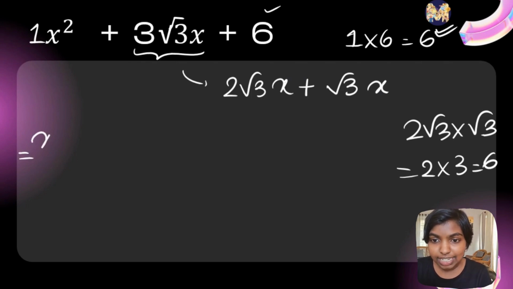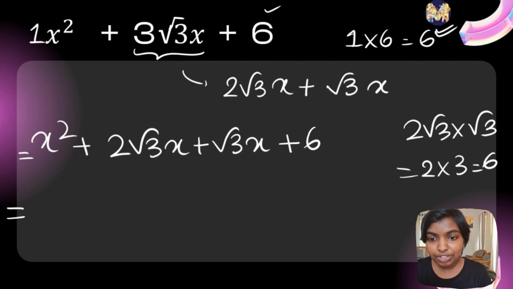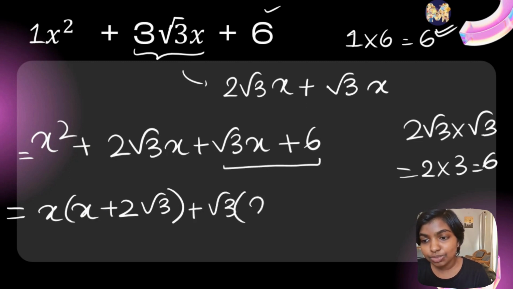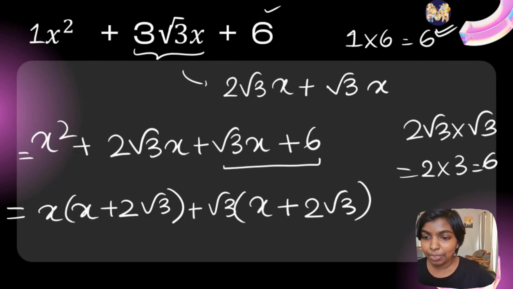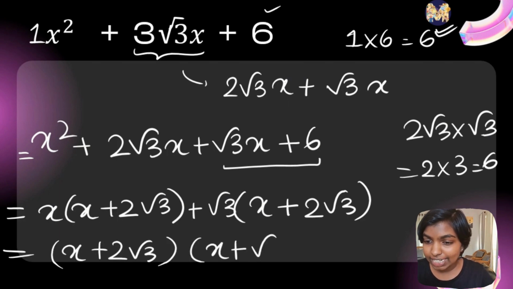So let me go ahead and write that. X square plus 2 root 3x plus root 3x plus 6, right? From the first two terms, I can take x common, and I will be left with x plus 2 root 3. Then from root 3x and 6, if I take a root 3 common, I would be left with x plus 2 root 3. Now, how did this 2 root 3 come? Because 2 root 3 times root 3 would give us 6, right? So from here again, we can take x plus 2 root 3 common, and we would be left with x plus root 3. And yes, these are the two factors, x plus 2 root 3 and x plus root 3.